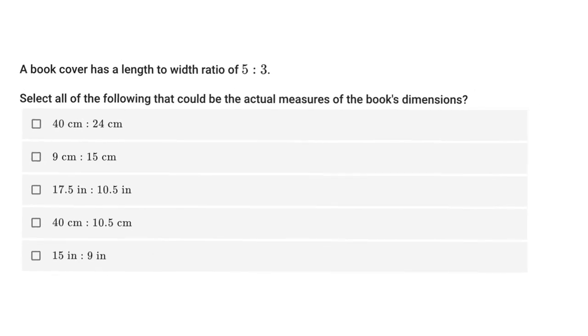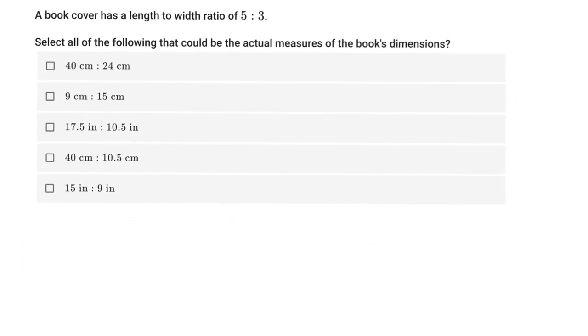All right, so this question says, a book cover has a length to width ratio of 5:3. So I'm going to actually draw our book here. Here's our book. The length is 5 and the width is 3. That's the 5:3 ratio. We want to select all of the following that could also be actual measures of the book's dimensions in these next set of problems.